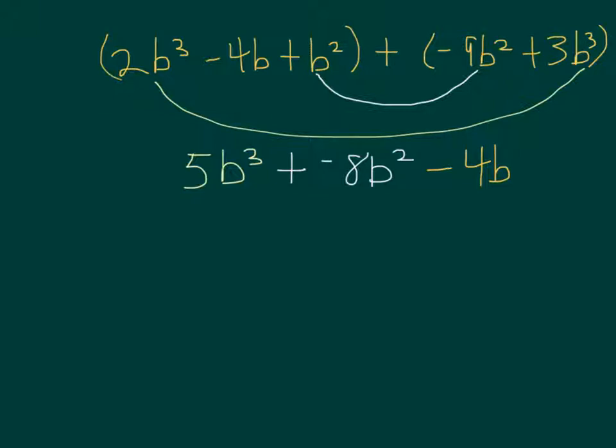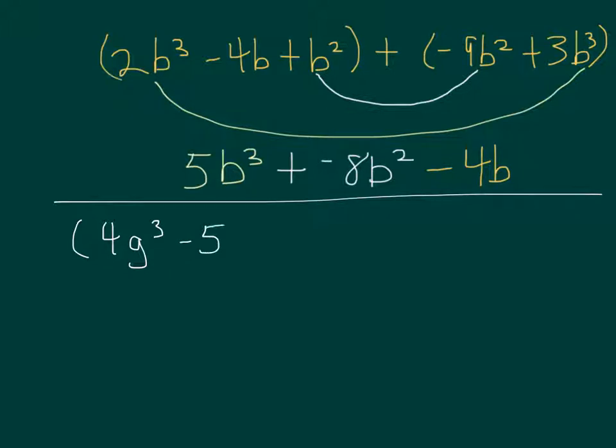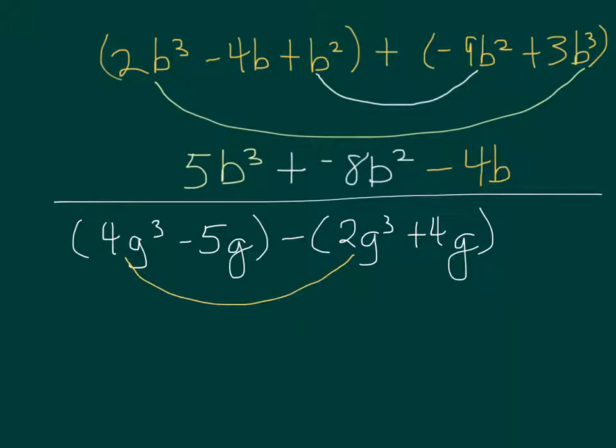That's it. So let's do one that's subtraction, that instead of having a plus sign here, we'll have a minus sign. Okay, so this example will be 4g cubed minus 5g, and then a subtraction sign, 2g cubed plus 4g. Okay, so once again, combine like terms.